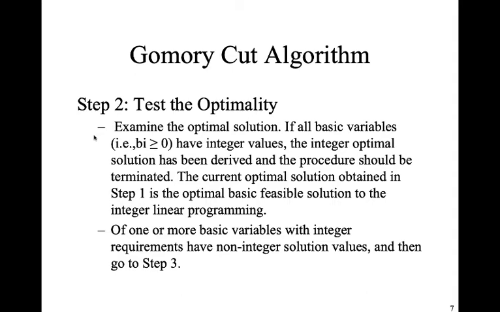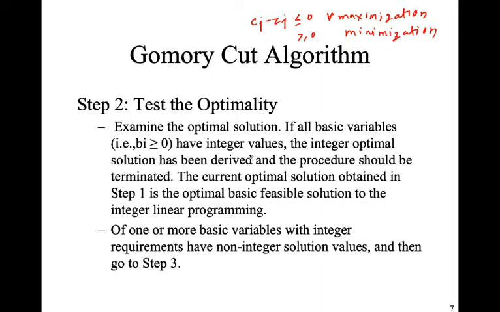In step number 2, you need to check whether your solution is optimal or not. If you get the optimal and feasible solution, the optimality condition, as you know, is that Cj minus Zj should be less than or equal to 0 for a maximization case, or greater than or equal to 0 for minimization. So by using this condition, you need to check whether your solution is optimal or not.